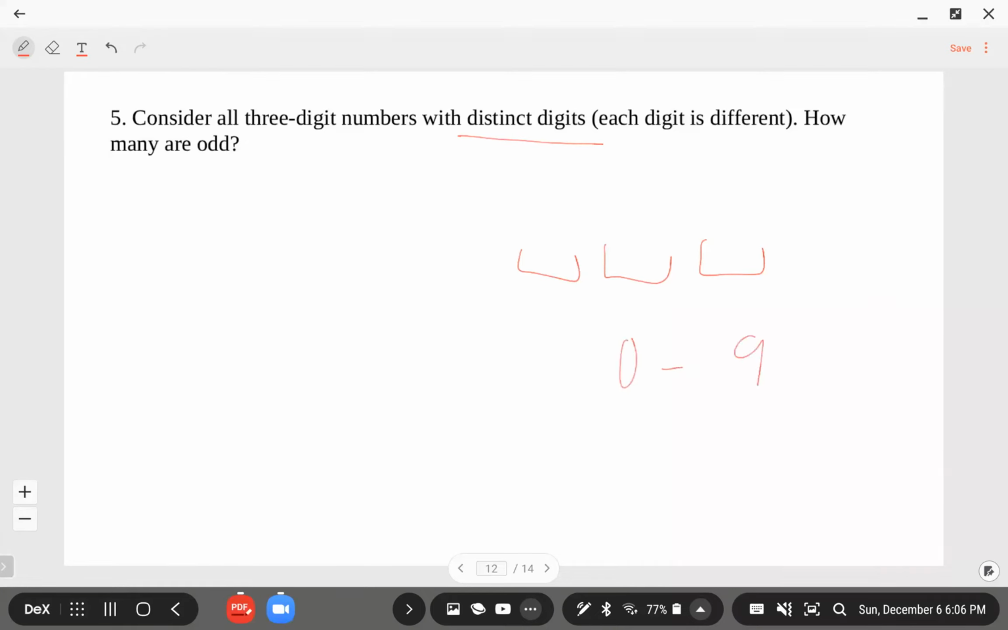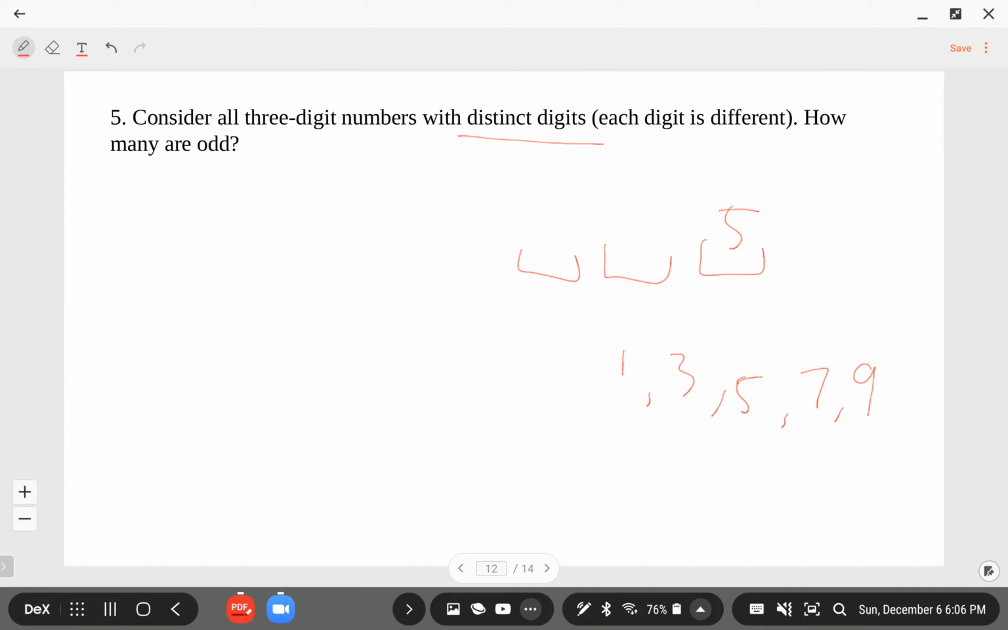So 0 through 9, what odd numbers do we have? 1, 3, 5, not 6, 7 and 9. So 1, 3, 5, 7, and 9. So we have 5 odd digits, right? We have 5 of them.